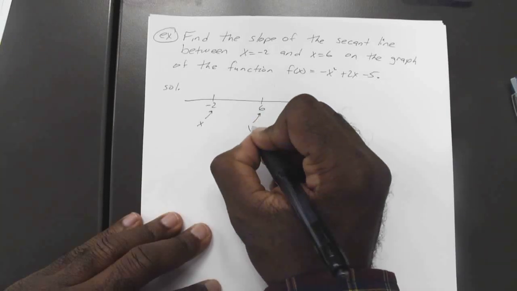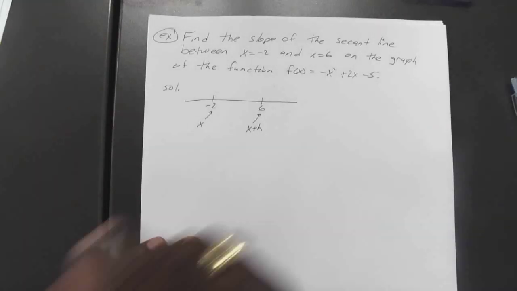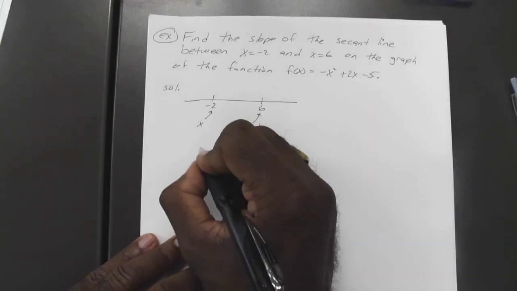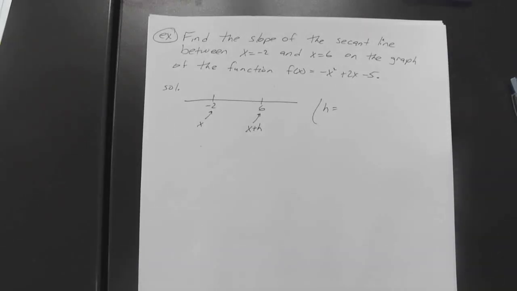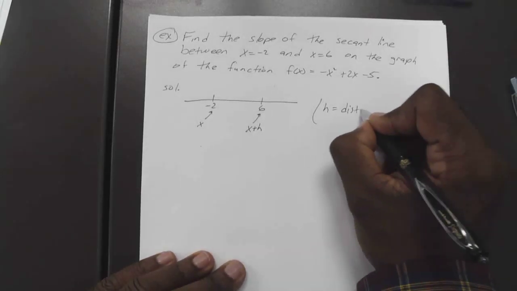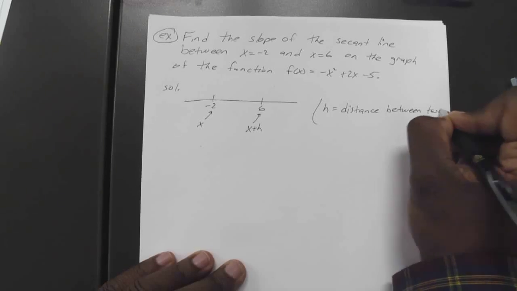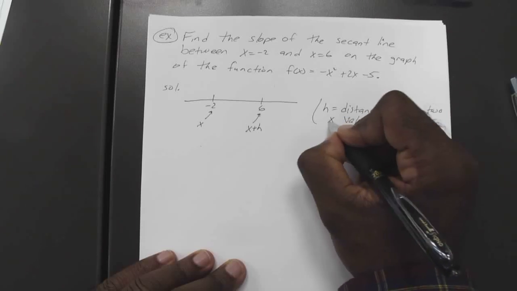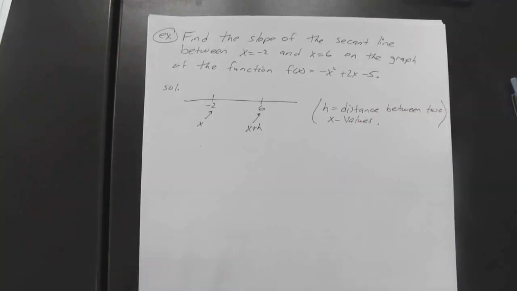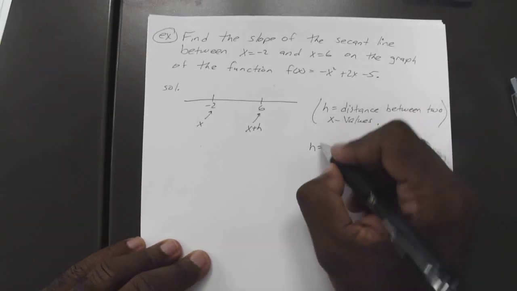And this would be your x plus h. Okay. Now, in order to find h, remember h is just equal to the distance between your 2 points on the x-axis. The difference between the two x values.